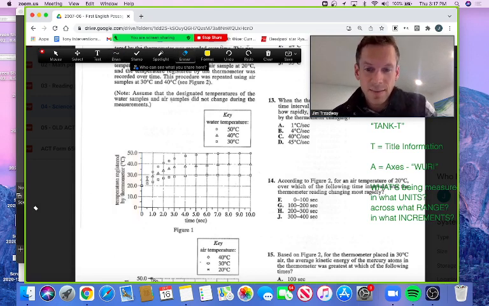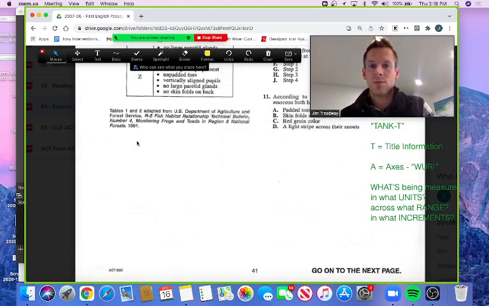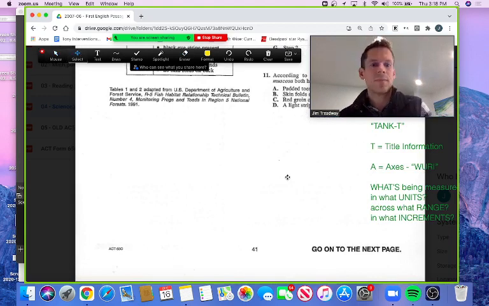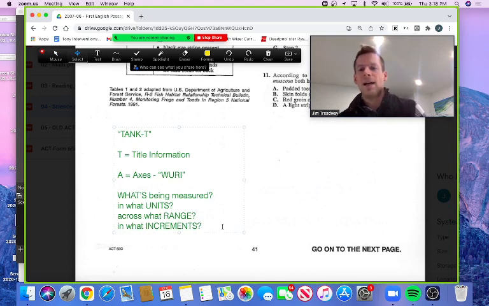On the x-axis, what's being measured? Time. In what units? Seconds. Across what range? 0 to 10. In what increments? 1. So you just run through all that. And you're going to understand what's happening in this graph way better after you go through TANK T. By the way, if you're taking the SAT, TANK T is a great series of steps to review any graph or table on the SAT. You will understand the question better and be more likely to get it correct when you use TANK T on SAT graphs, which show up in the math, the reading, and the grammar sections. Strangely, they throw graphs into the grammar sections. It's a little strange.